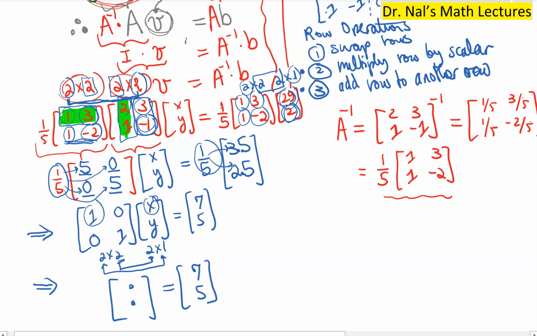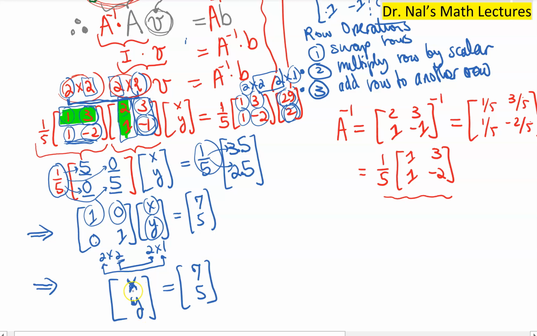So 1 times x is x. 0 times y is 0. x plus 0 is just x. 0 times x is 0. 1 times y is y. 0 plus y is just a y. And that's it.